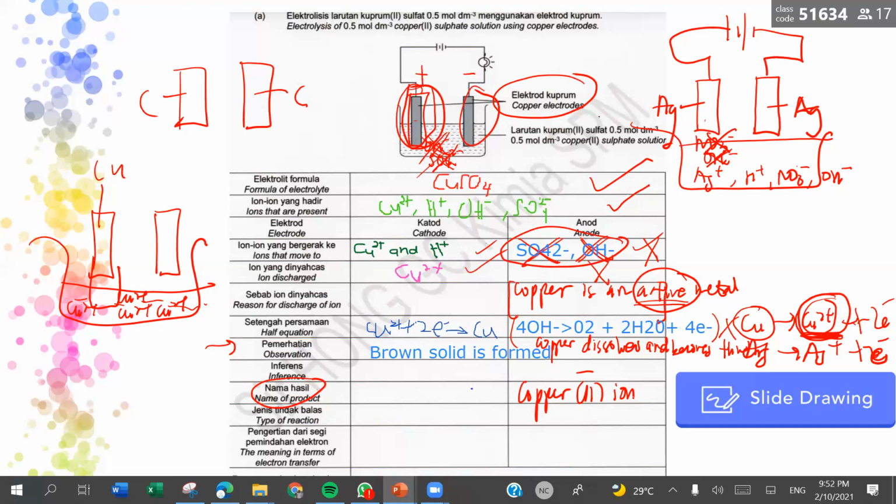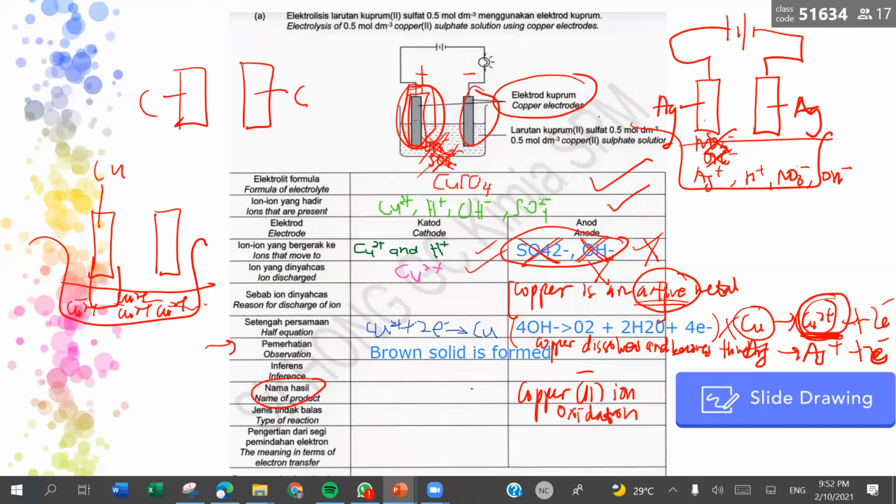What is the type of reaction here? What's happening in the anode? In the anode. Oxidation. Okay, oxidation. All right. Now we go on to my anode. Quickly, we do my cathode.